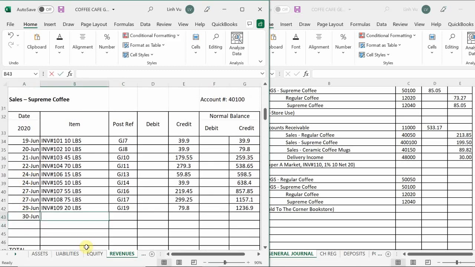Then we have invoice number 110. We sold 50 pounds of the Supreme Coffee for a total of $199.50. So what's my ending balance here? $1436.40. Good.